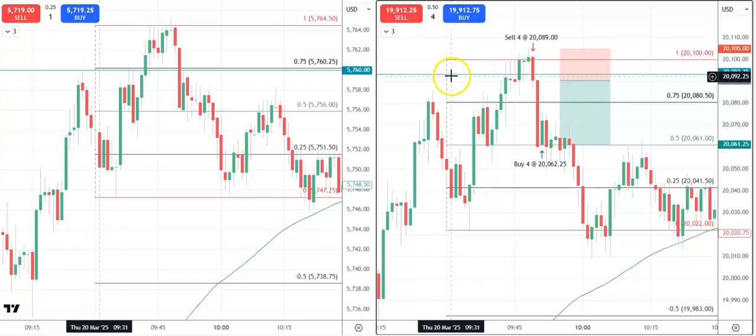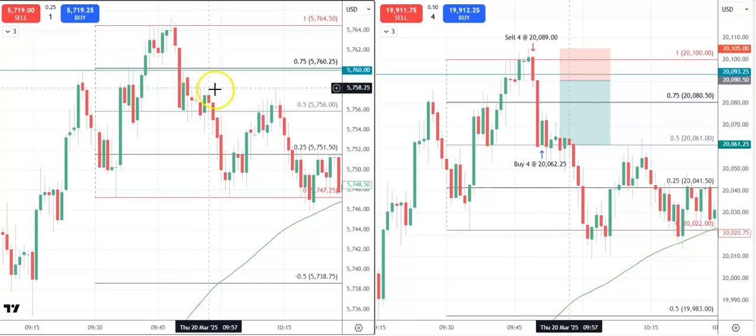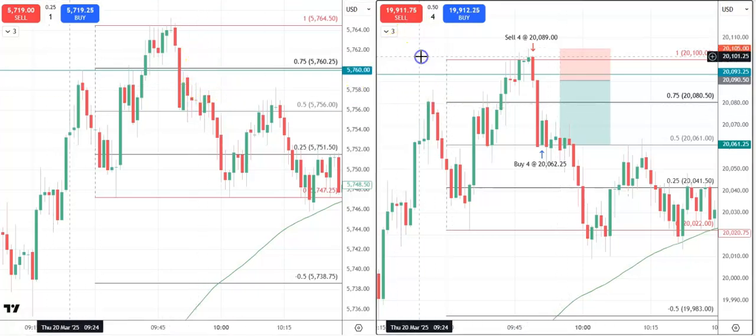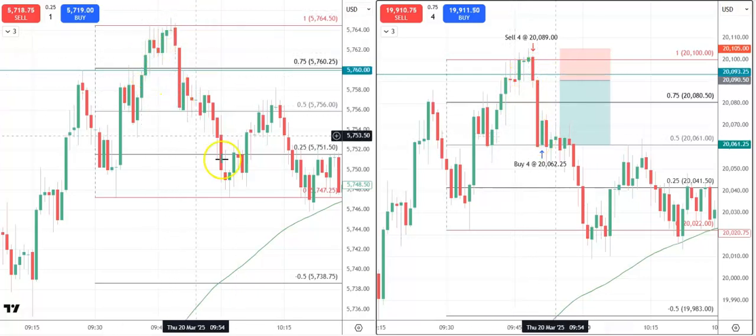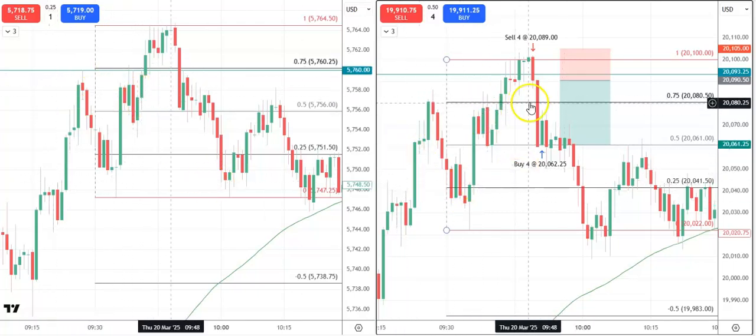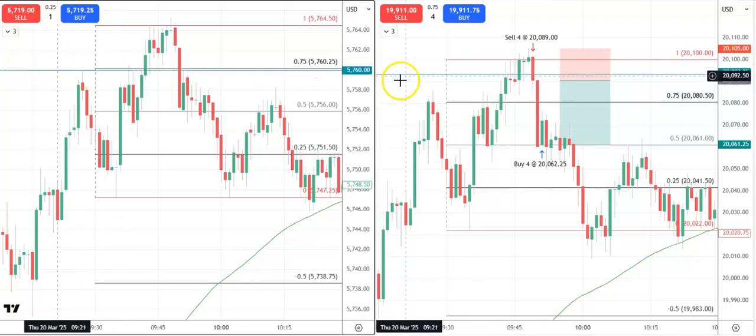We got NASDAQ over here on the right, and we got ES, S&P over here on the left. I always trade NASDAQ, and I just use ES to look for divergence. So anyway, pay attention to this blue line right here. I'm going to jump over to the 15-minute time frame now.